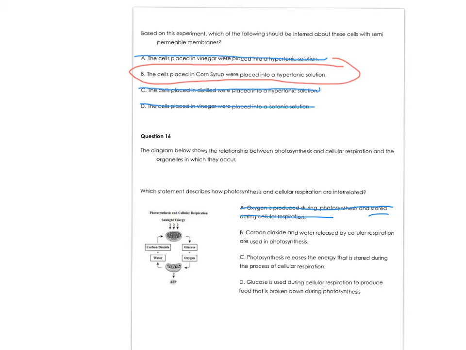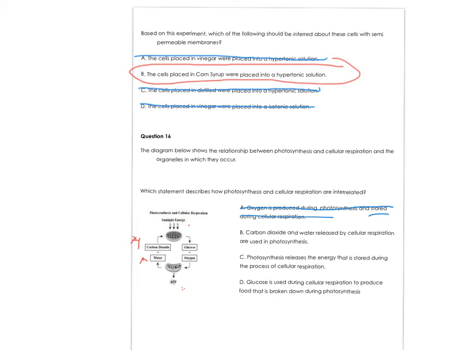Carbon dioxide and water released by cellular respiration are used in photosynthesis. Does that sound true to you? I hope it does because it's true. So think about it, and it says it right here, carbon dioxide and water. Of course, you have to know which is cellular respiration and which is photosynthesis. I'm not going to go through that explanation again because I went through it in the previous video.